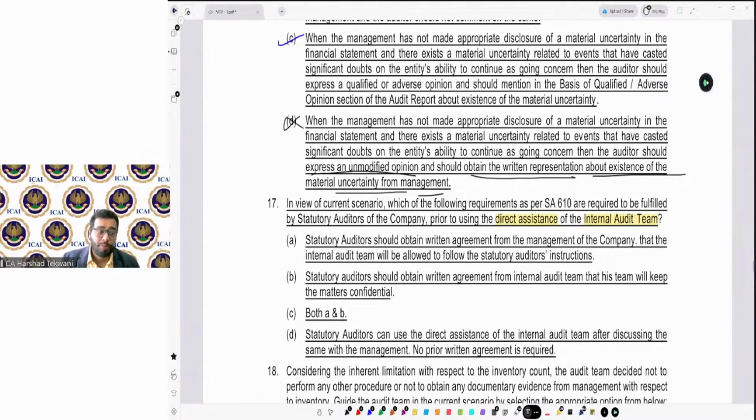Come on, guys, which option to choose? See, the answer is one of the four options that are there. But what is the answer that we need to choose?